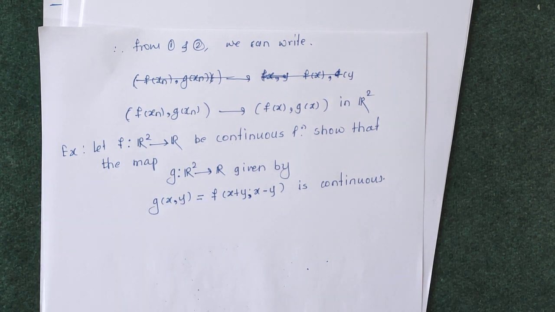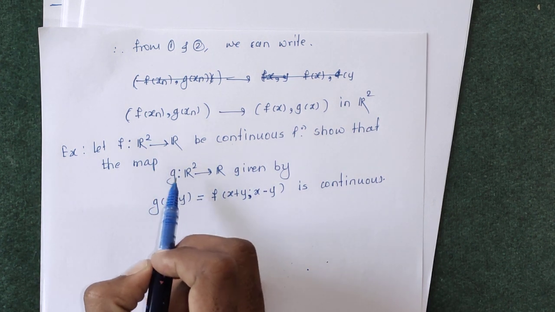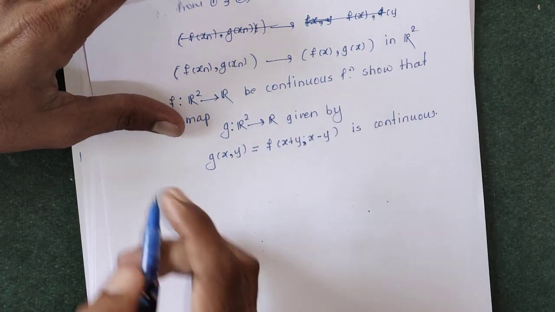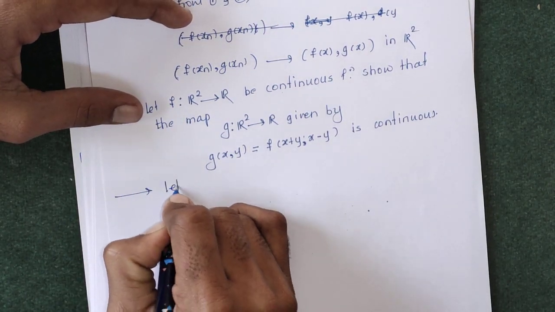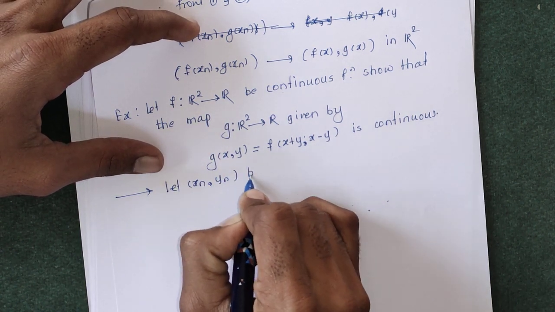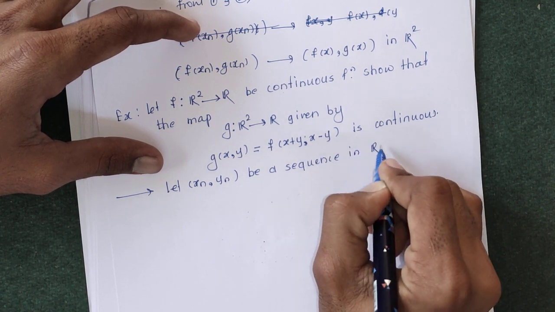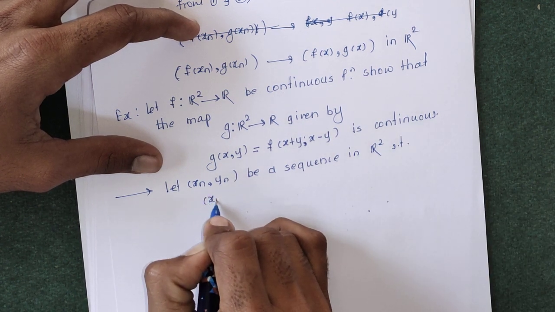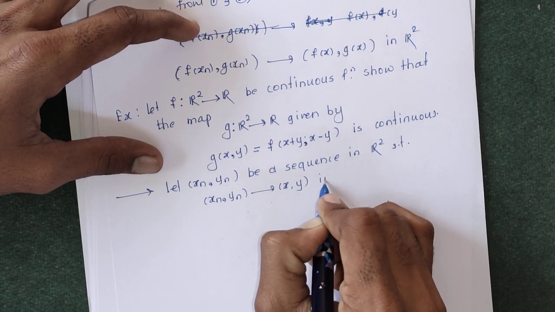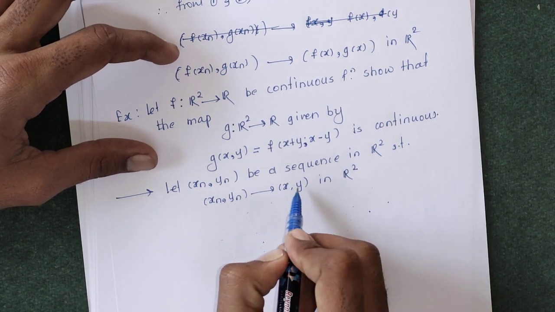But this f from R square to R square is continuous function. So, let (xn, yn) be a sequence in R square. If we take the proof instead of giving it as homework, let us take one sequence in R square. Let the ordered pair (xn, yn) be a sequence in R square such that the sequence (xn, yn) converges to the ordered pair (x, y) in R square. Our claim is g of (xn, yn) converges to g of (x, y).